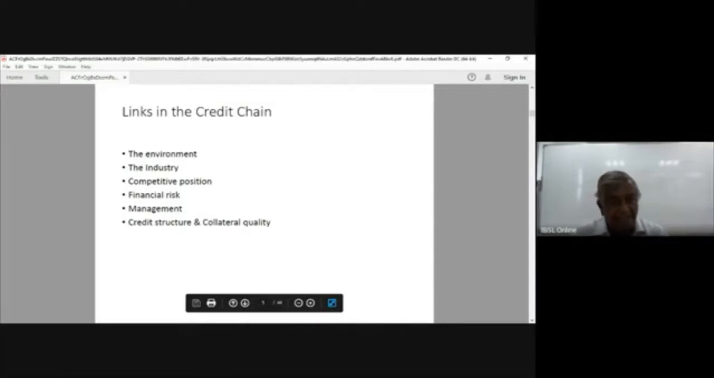So there are mainly six links: the environment, the industry, competitive position of your customer, financial risk of your customer, management of your customer, and the credit structure and the collateral quality. So six. But the first two, the environment and the industry, both are common to a country. Then the competitive position is with regard directly to your customer. Competitive position, financial risk, management, and the credit structure, those are directly involved with your customer. The first two items, the environment and the industry, are common to a country. So we can consider both of them together.